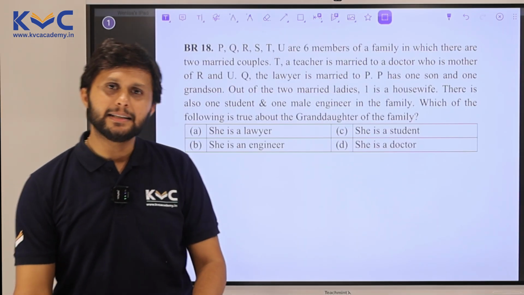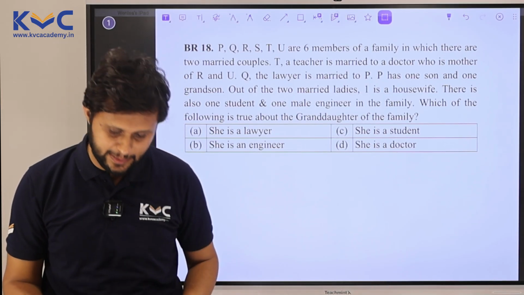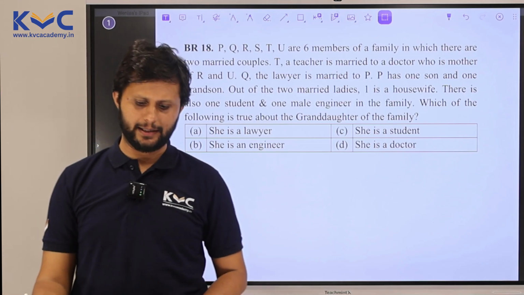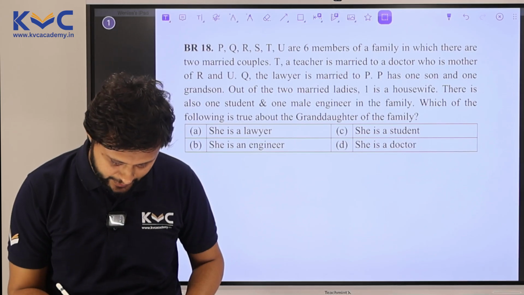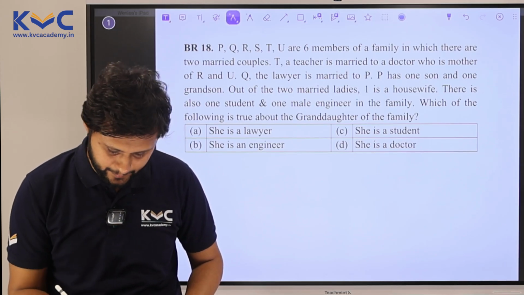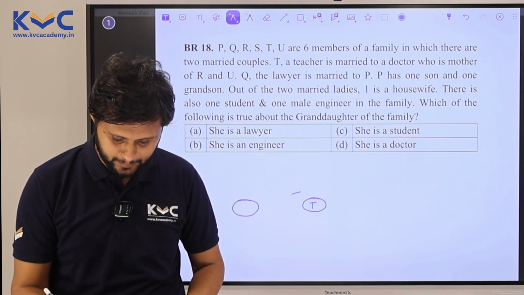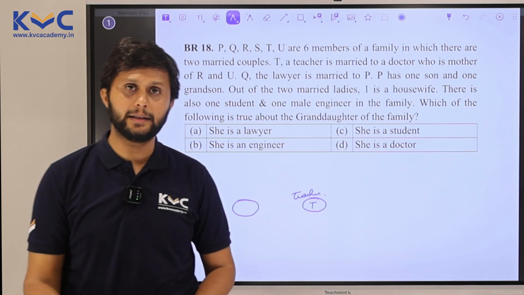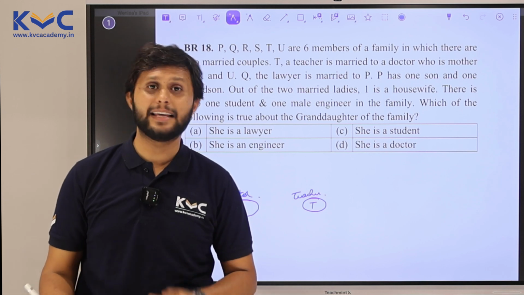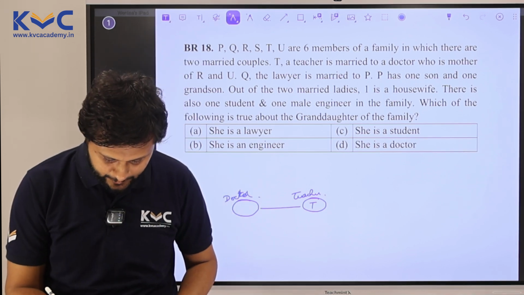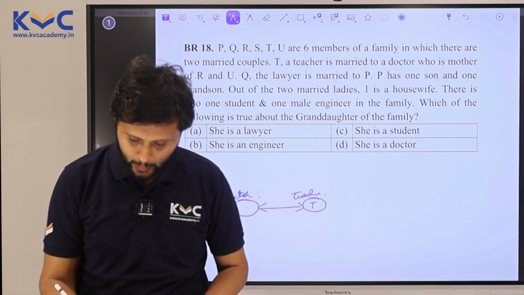Question number 18. PQRSTU. How many members? 6 members are there in the family, in which there are 2 married couples. T is a teacher married to a doctor. We'll finish that first. We have T and we have a doctor. T is a teacher. Correct? And then we have a doctor. Doctor's name we do not know as of now. Fine. And what do you know about doctor? Doctor is mother of R and U.